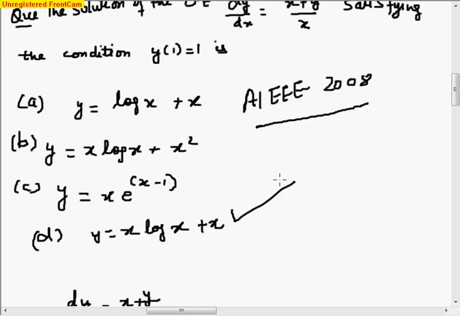Okay. Next time we'll do equations which are not homogeneous as such, but they are reducible to homogeneous equations.